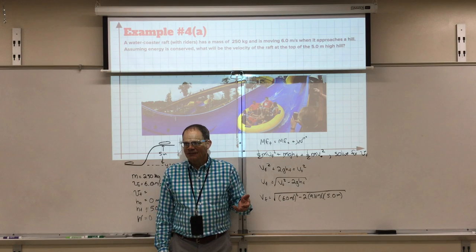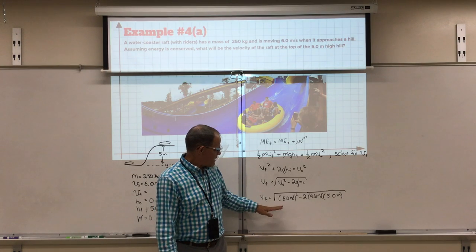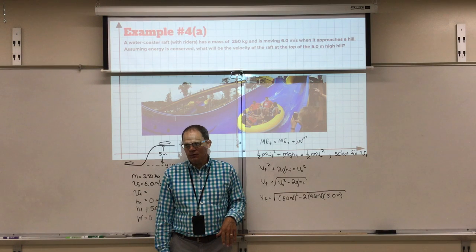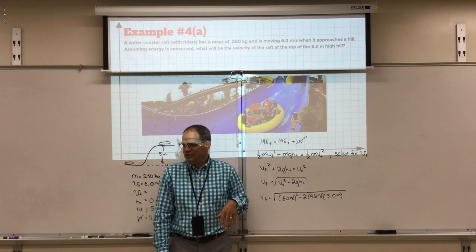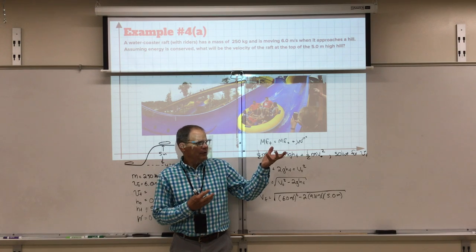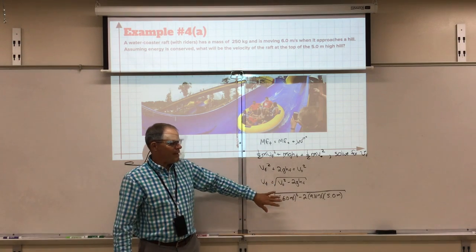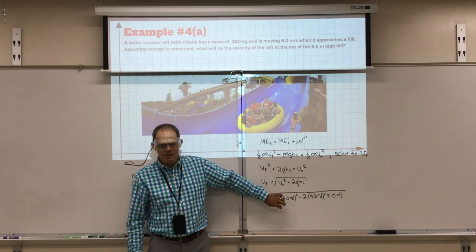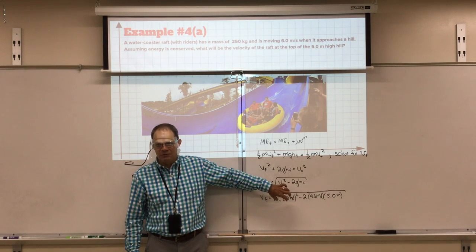So here's the interesting thing. When a problem doesn't have a mathematical solution, it means that it's physically impossible. You can't get up the hill. You don't have enough energy to get up the hill. So how can you ask how fast you're going at the top of the hill if you don't have enough energy to get up the hill? So when you get a non-solution mathematically, that means something physically. It means you can't get up the hill, okay? So this has no solution because the roller coaster will not get up the hill.